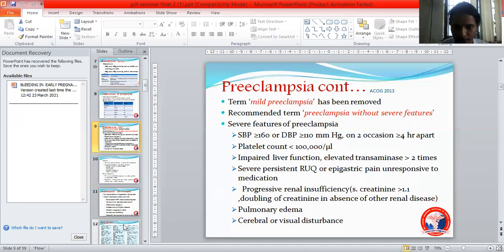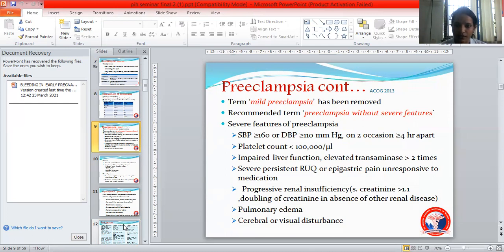So again, as I told you, the term mild preeclampsia has been removed because preeclampsia as such is a multi-system disorder and it has its own effects. So it is called non-severe instead of mild preeclampsia. Without severe features is when these features are not present, and with severe features means when the systolic blood pressure is more than or equal to 160, or diastolic blood pressure is more than or equal to 110 on 2 occasions, more than or equal to 4 hours apart. Or, as I told you, when any of these lab parameters, platelet count, liver function, or serum creatinine is abnormal.